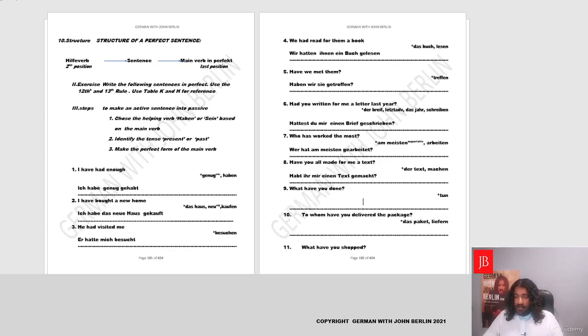What have you done? Okay. Now the verb is to do, where something is not specific. You say getan, or tun. Yes. What have you done? The W-Frage is what, was. Have you done? Done has got no fundamental movement. The helping verb is haben. Here we are saying it to you, so was hast, then we'll say du. Then we'll make the perfect of tun. It'll become getan. Was hast du getan?